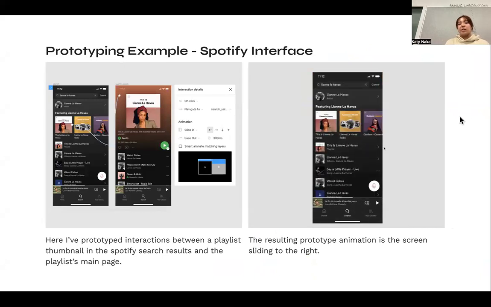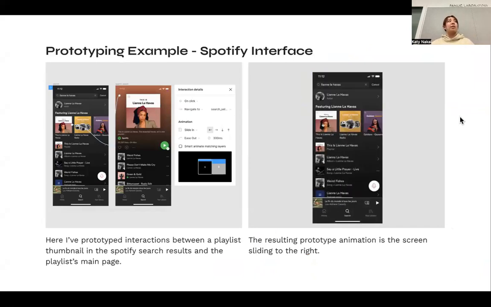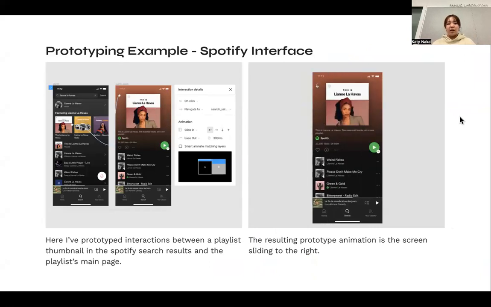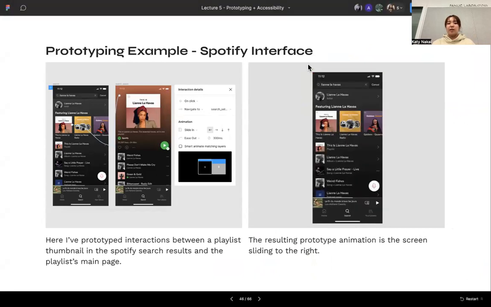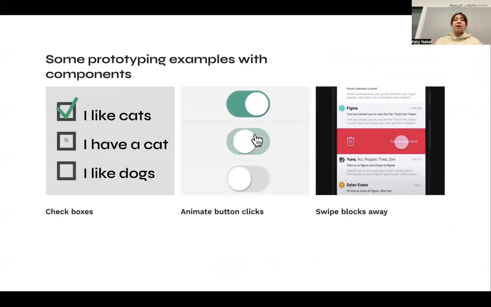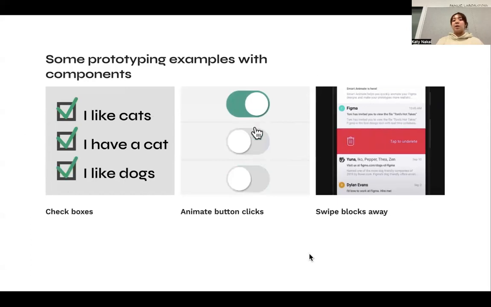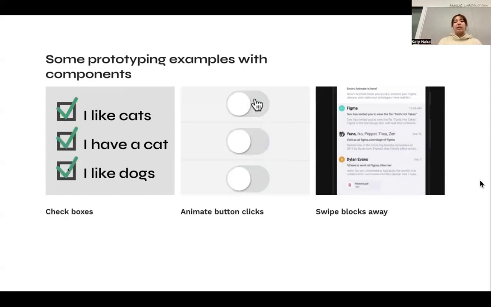So in this example, you can see the Spotify interface of a mobile device. So we've prototyped interactions between a playlist thumbnail. When you click on it, it'll go into the playlist. And then also back to the main page. So the right is kind of the result of the connections we made in the left side. So it slides in. These are some other examples using components and prototyping. So you can make checkboxes, animate button clicks, and swipe away to delete blocks.